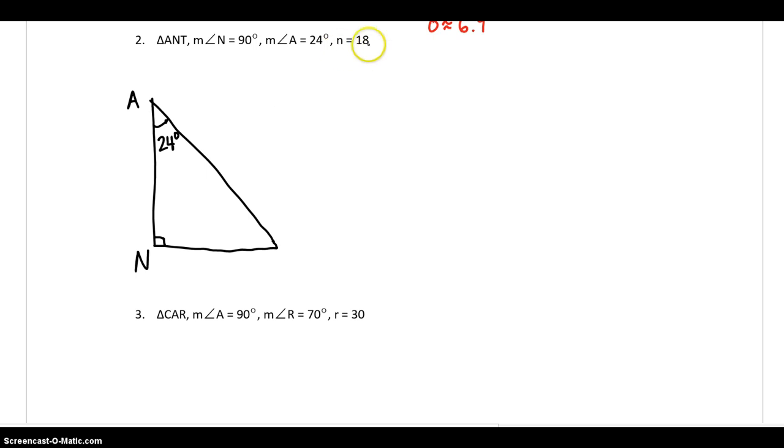And then lowercase n is 18. So that means the side across from angle N is 18. Since it's triangle ANT, I know this third angle is T, so now my triangle is drawn. I'm going to need to know what angle T is, because I don't know that. I'm going to need side T, and then side A. So that's what I'm looking for here.